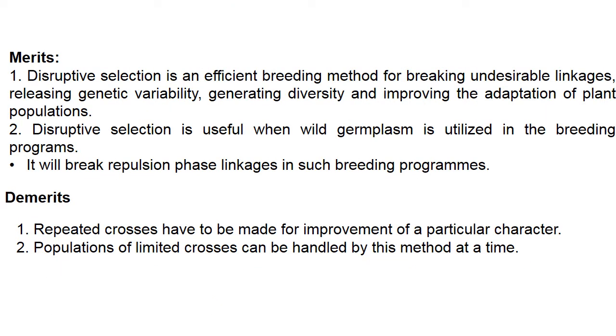Merits of disruptive selection: it is an effective breeding method for breaking undesirable linkages, releasing genetic variability, generating diversity, and improving adaptation of plant populations. Disruptive selection is useful when wild germplasm is utilized in the breeding program, as it will break repulsion phase linkage in such programs. The demerits are that repeated crosses have to be made for improvement of a particular character, and populations of limited crosses can be handled by this method at a time.